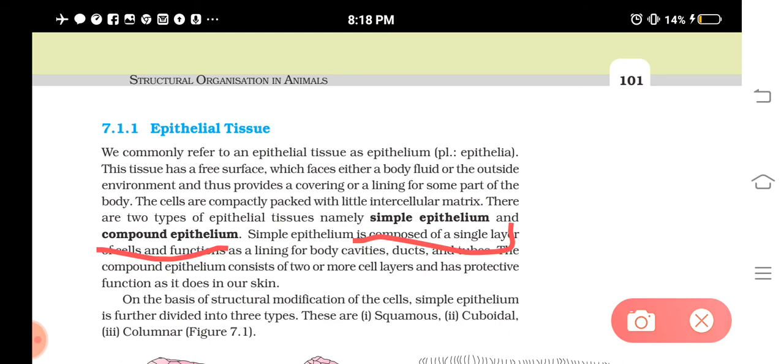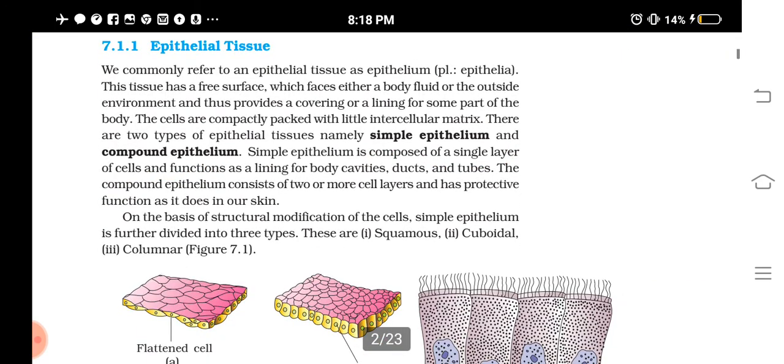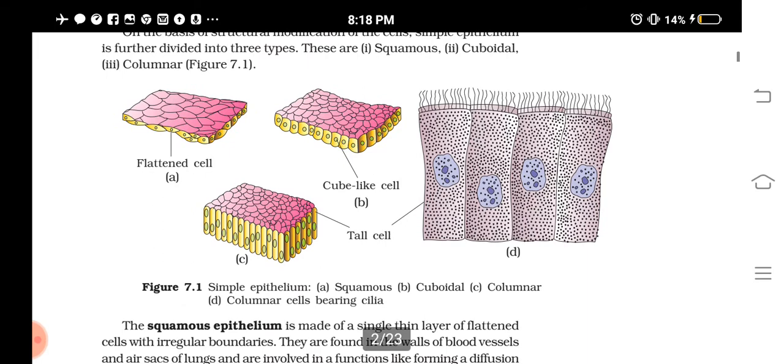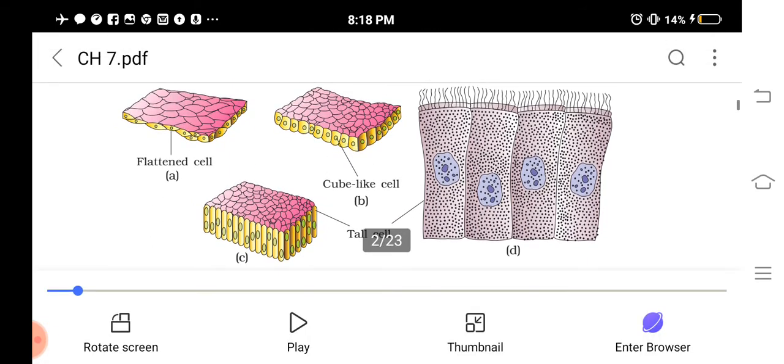modified based on the function they have to do, and they are squamous epithelium, cuboidal, and columnar. Depends upon what? Depends upon the shape of the cells. Okay, there are 3 different types of epithelial tissues. What are they? Squamous, cuboidal, and columnar. Okay, you can see the diagrams.